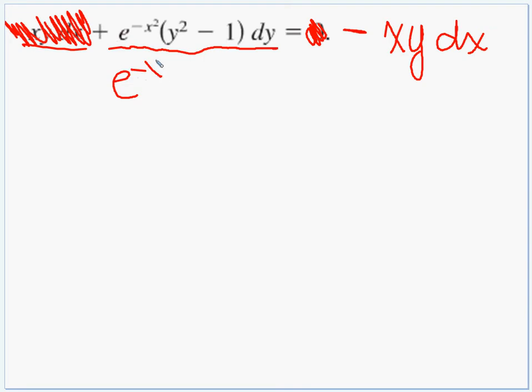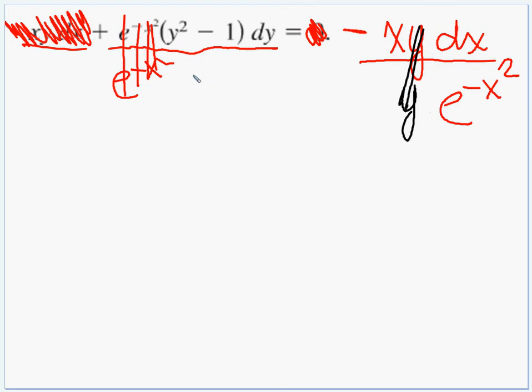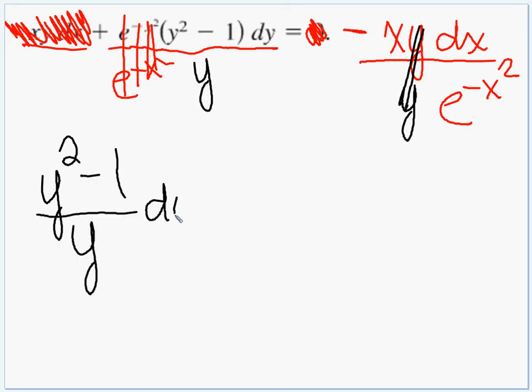We're going to divide by e to the negative x squared. So over here in the denominator, e to the negative x squared. And then it looks like we got a y here we have to get rid of. So we're going to divide by y, and over here divide by y. So let's see, on the left, y squared minus 1 over y dy equals, let's move this e to the negative x squared up to the numerator. So now that's negative x times e to the positive x squared dx.